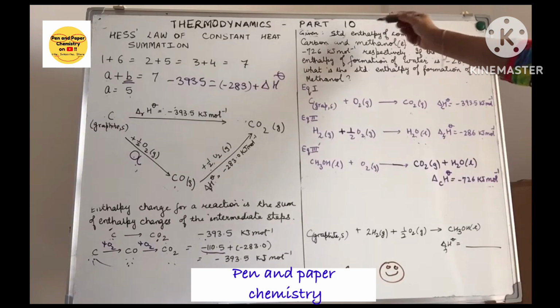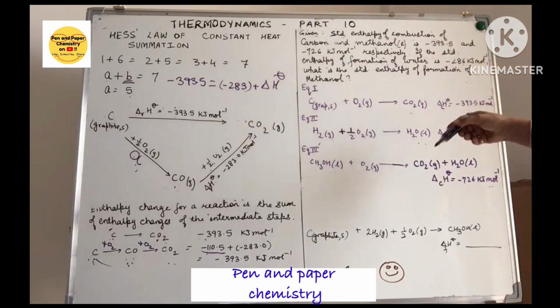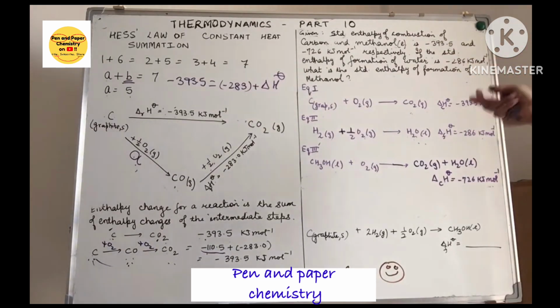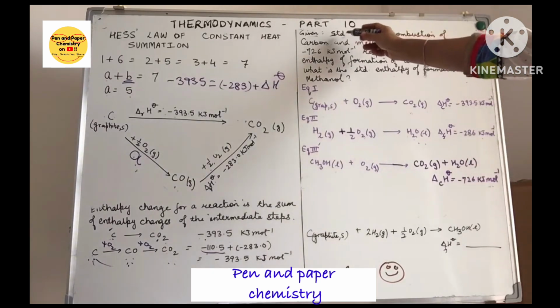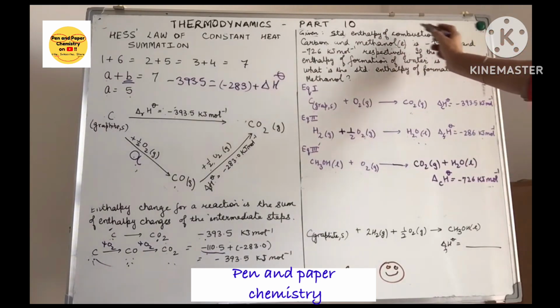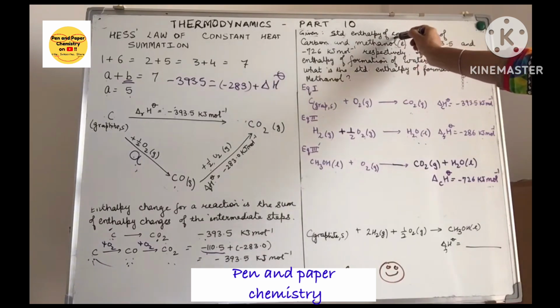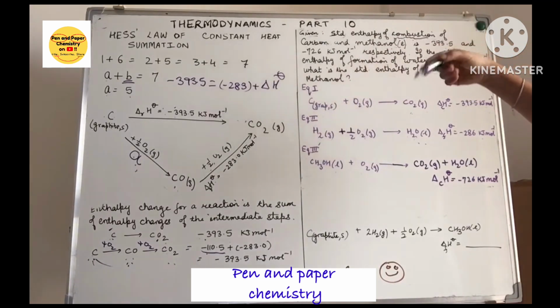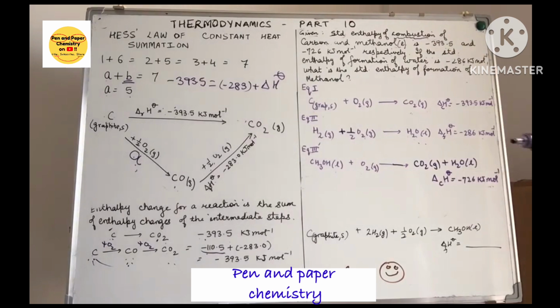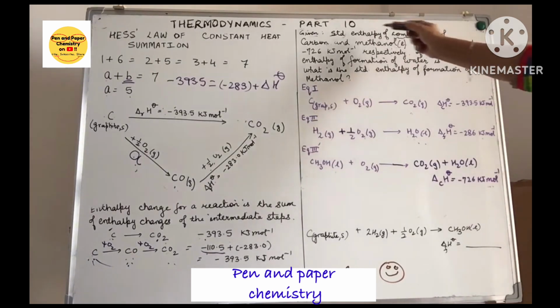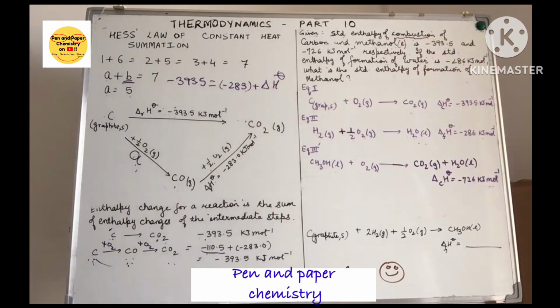So let's start. Let me teach you how to decipher a question and convert it into a thermochemical equation. Given to me here is standard enthalpy of combustion of carbon and methanol is negative 393.5 and negative 726 kilojoule per mole. Since this is enthalpy of combustion, meaning burning, heat is always liberated. That is why these values are negative, indicative of an exothermic process.